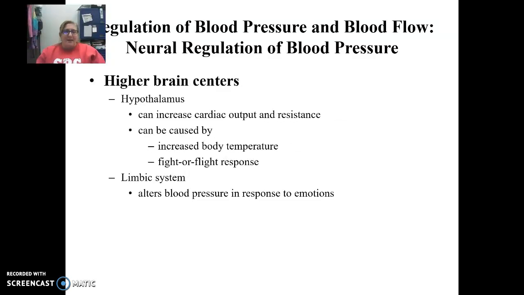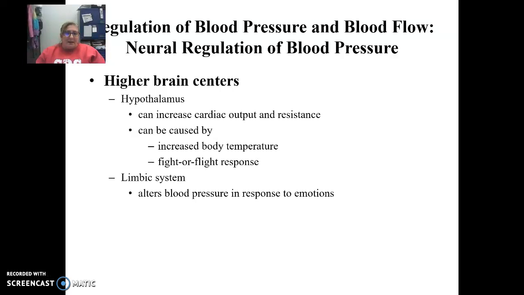We also have the hypothalamus and the limbic system that can influence our heart rate and blood pressure. So the hypothalamus is going to send signals for that fight or flight response. And this occurs when our body temperature rises, so we actually move into that sympathetic system when our body temperature rises. And then the limbic system is going to respond to emotional stimuli.